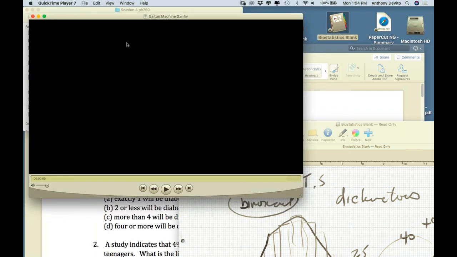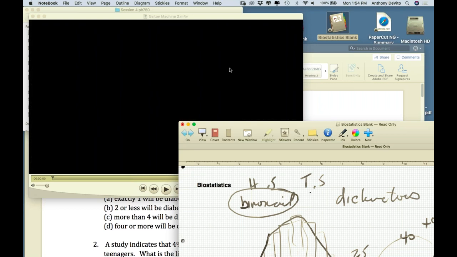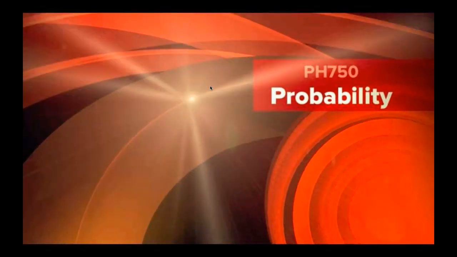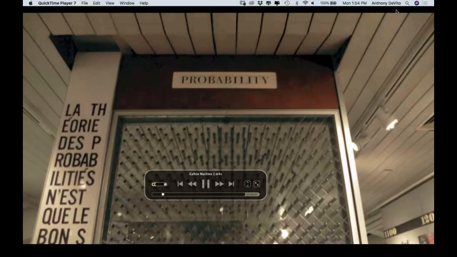One of the things that they had there is a thing called a Galton machine. A scientist, Galton, a statistician, put together a machine to demonstrate the binomial distribution. I can't get this bigger. There's some music here in the background, but I'm not going to bother to play it.